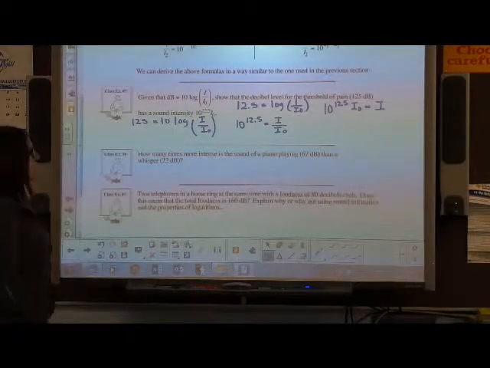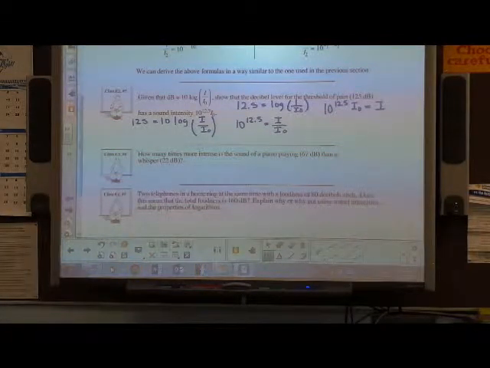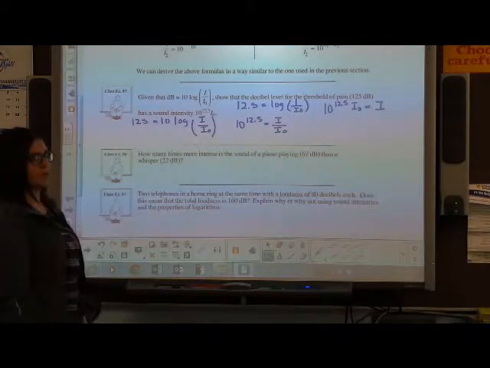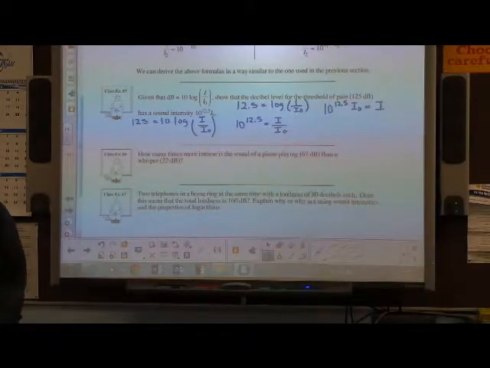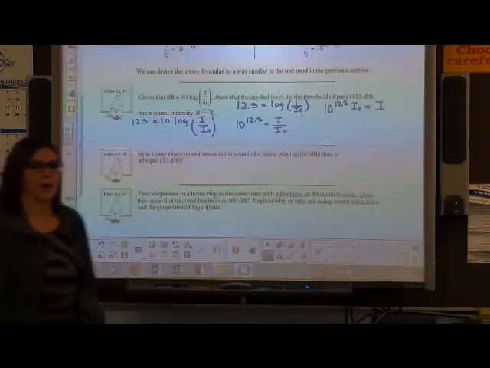Okay. How many more times intense is the sound of playing the piano than the sound of a whisper? If playing a piano is 67 decibels and a whisper is 22, how would I do that?